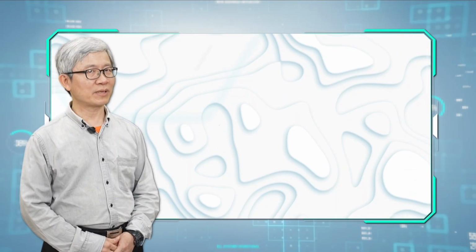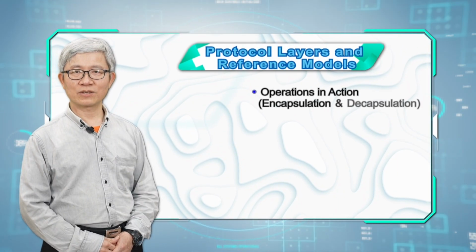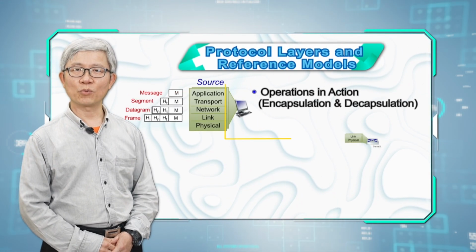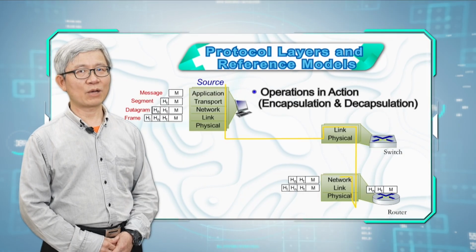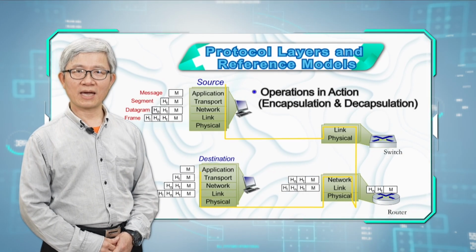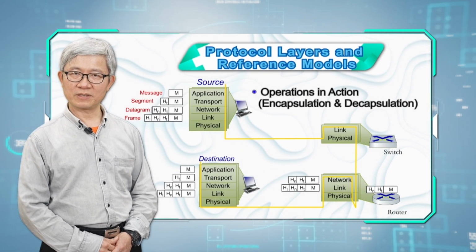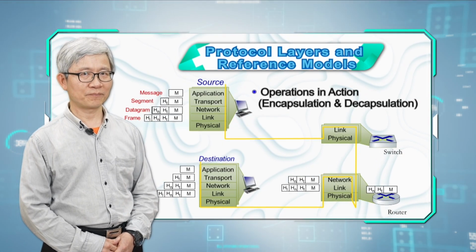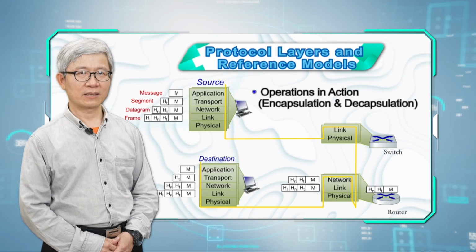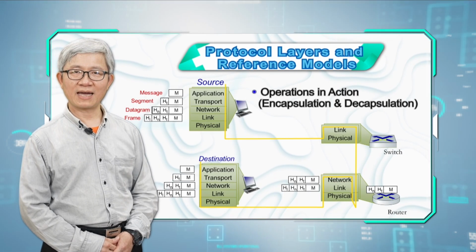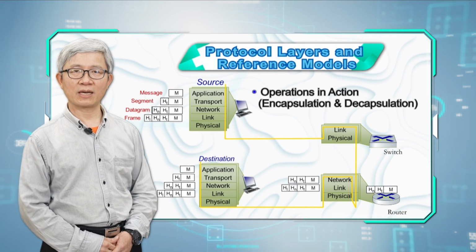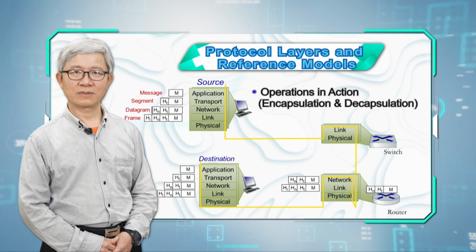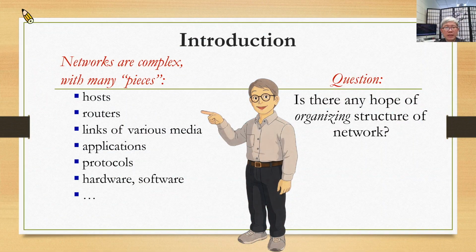Because of a complex network environment, we need an appropriate way to deal with networking issues. We will check our travel example first to know why we should have layering. After that, we have the Internet Protocol Stack, which contains 5 layers. And finally, we'll check operation in action. All right, that's the introduction.